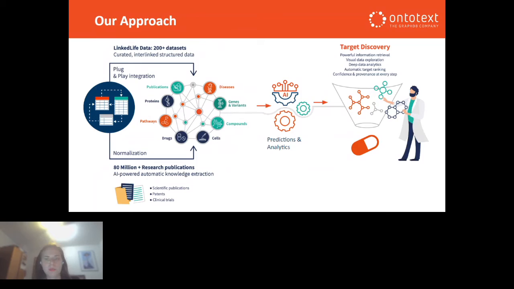They can visually analyze the data. There are also some deep data analytics for the data scientists out there who are familiar with some of the algorithms, or if they have developed their own, they can also integrate them into the tool. We do have automatic target ranking so that researchers are able to, in bulk, find patterns among thousands of different targets with the click of a button. And we provide confidence and provenance at every step because data quality is of utter importance to our users. Next slide, please.